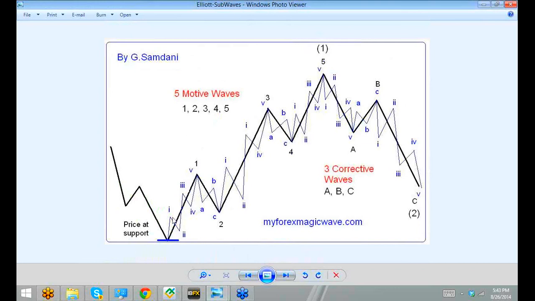So what you need to do is, at the end of wave 1 and 2, if you see an inverted head and shoulder, you take that to the upside. Similar here, but here you can see a regular head and shoulder short for the wave A. You will have quite a few pips. And then especially here at the end of wave B, you will have a good move to the downside.